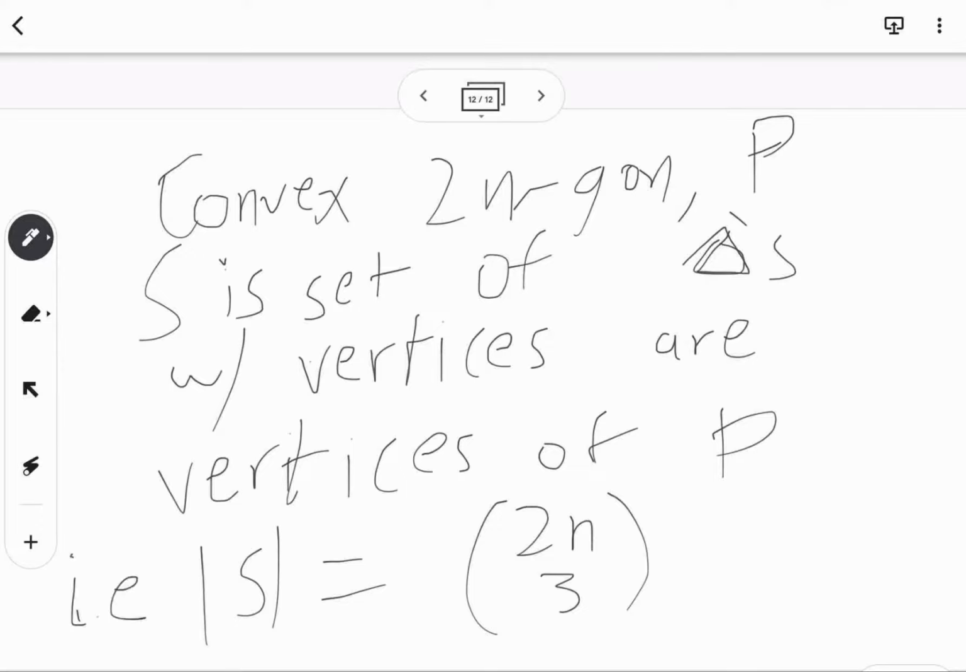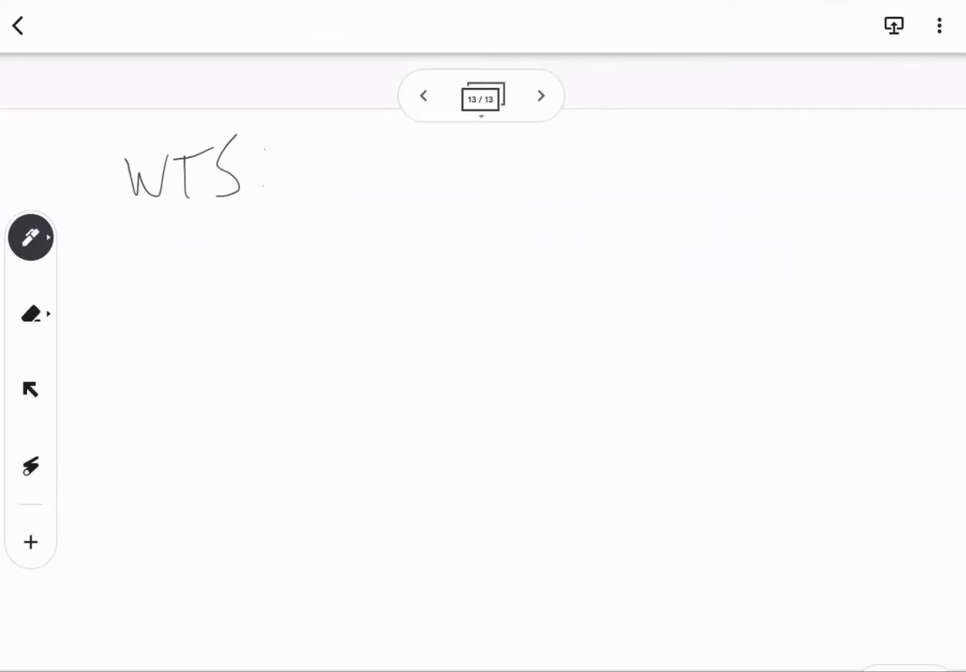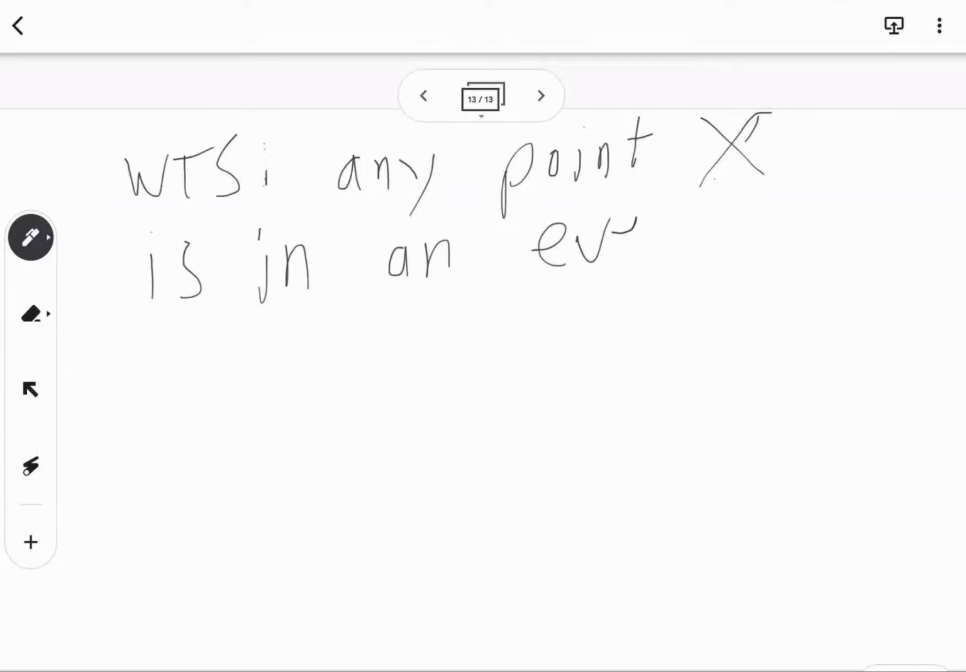And what we want to show is, I guess I should number my problems, I think this is problem 3. So I'll just write this as problem 3, so it's easier for people to read if they're looking at the slides later. We want to show that any point X, I already used P, so I'll name the point X, is in an even number of triangles in S.